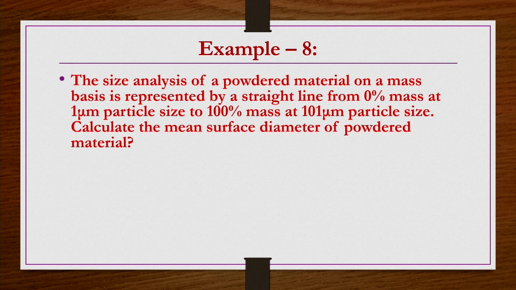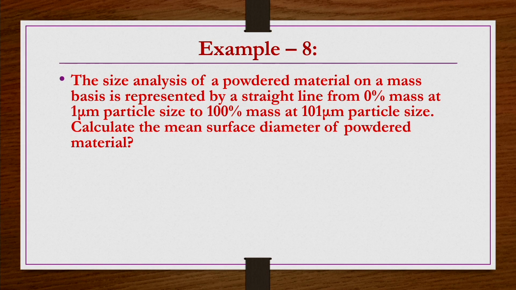We take the last example. Here the size analysis of a powdered material on a mass basis is represented by a straight line from 0% mass at 1 micron particle size to 100% mass at 101 micron particle size. So the mass distribution in this problem is given as a straight line, in y equals mx plus c form. We need to calculate the mean surface diameter of the powdered material.